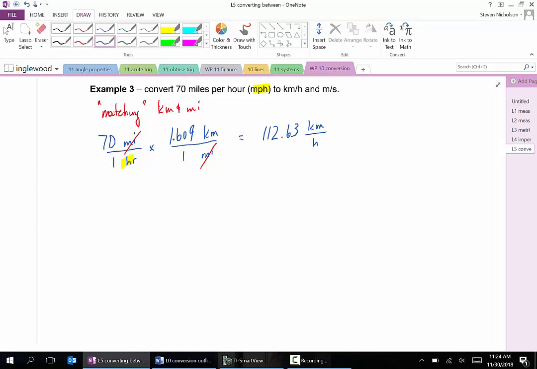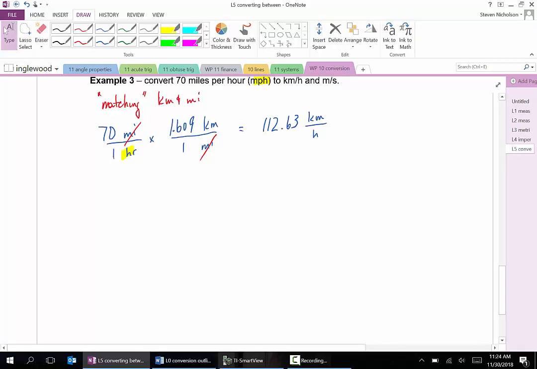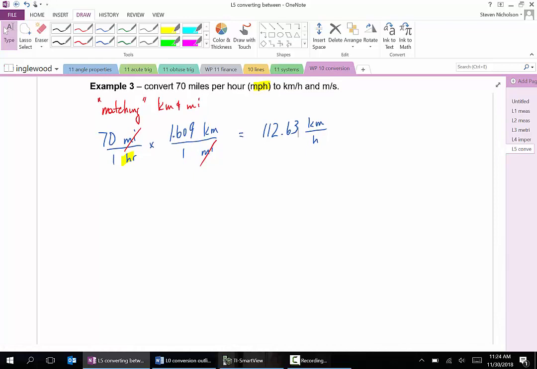And the nice thing about unit analysis is if I have an extra unit and I don't want to get rid of it, you leave it alone and it doesn't get canceled out. So now what we want to do is convert 112.63 kilometers per hour to meters per second. So this is where we're going to have to get rid of both of them. Here's our kilometers per hour, and again, we assume it's per 1 hour, and all we have to do is focus on 1 unit at a time.